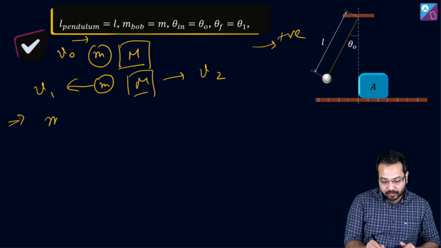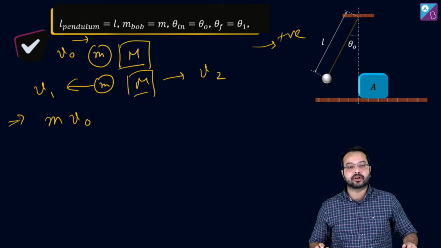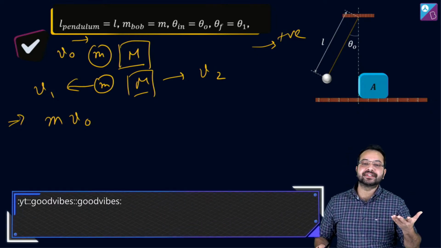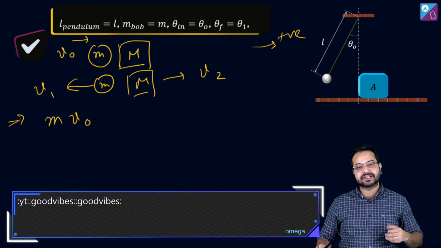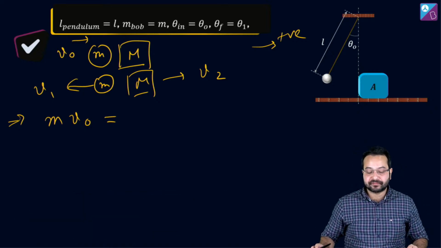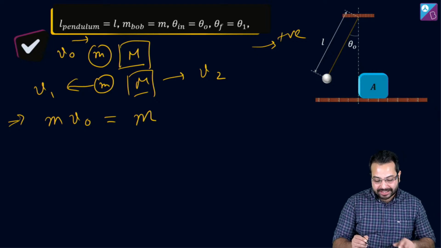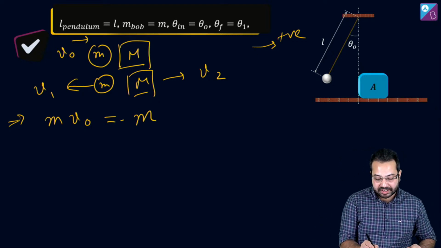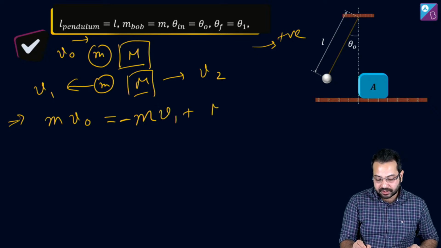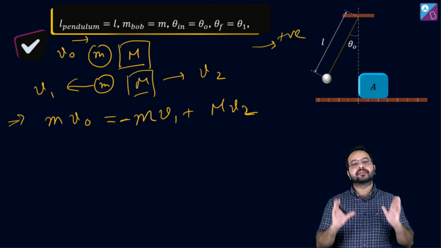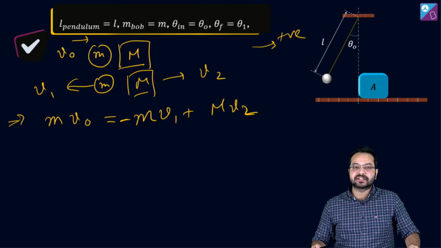So what is the initial momentum? The initial momentum is m v naught. Why m v naught? Because capital M is at rest, so the only linear momentum is m v naught. So this m v naught is equal to the final momentum. Small m, what is the direction of v1? The direction of v1 is opposite, so I'm going to write it as minus v1 plus capital M v2. Any problem conserving linear momentum? I hope that is clear.